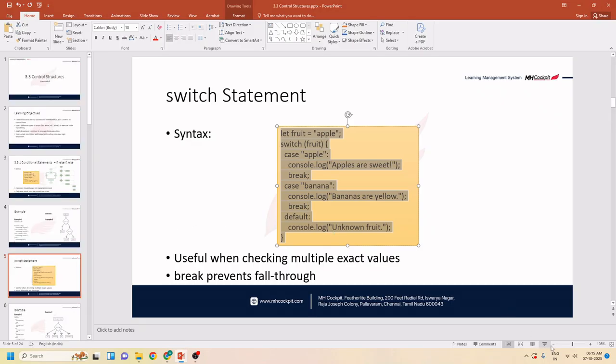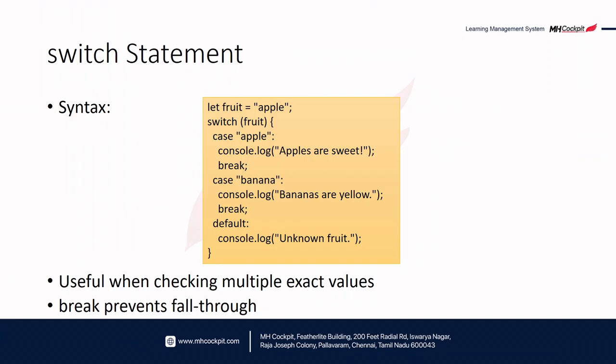To explain it very simply, it is just an alternative to the if-else statement, right? If-else if statements, that is, multiple conditions we are checking in if-else statements, right? So instead of doing that, you can use the switch statement. You may be asking, sir, why do I have to use the switch statement? It is useful when checking multiple exact values. So that is the idea behind the switch statement. If you want to check multiple exact values, you can use a switch statement, right?